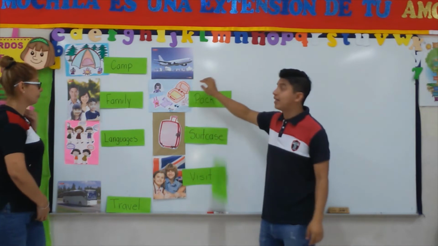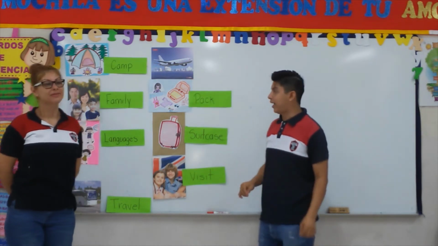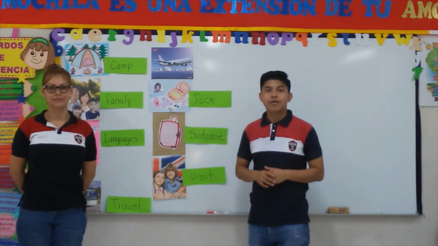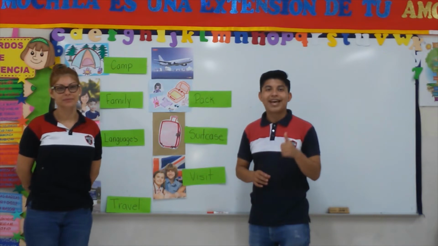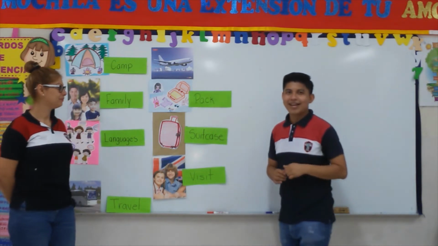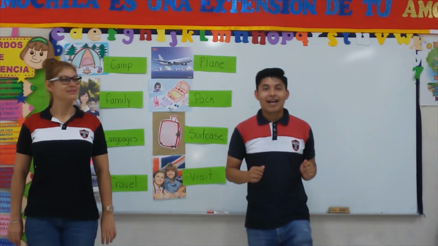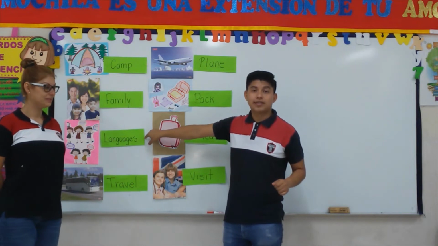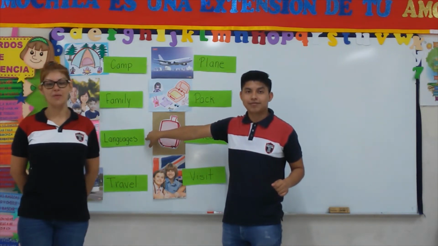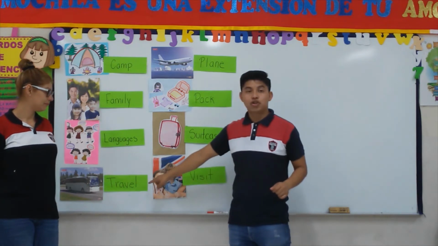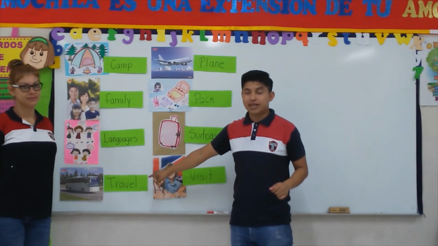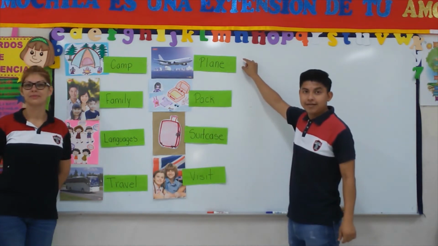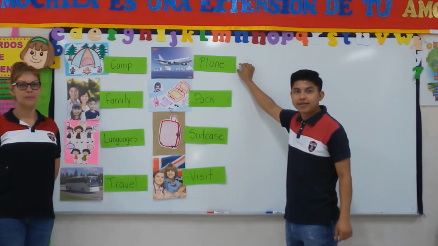Repeat after me. Can. Okay. The second one, family. Repeat after me. Family. Excellent. Very good. Let's continue. The next word is languages. Repeat after me. Languages. The next one is trouble. Can you do it? Trouble. Very good. Next, plane. Repeat after me. Plane.